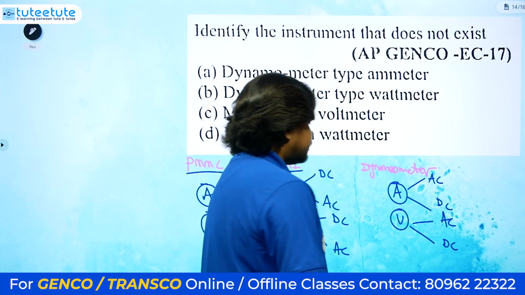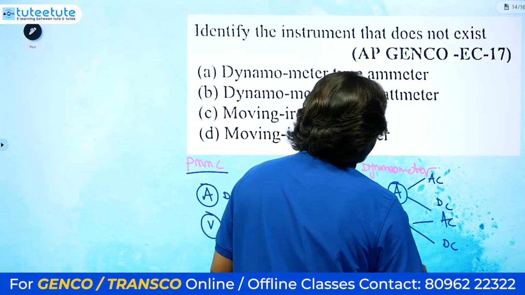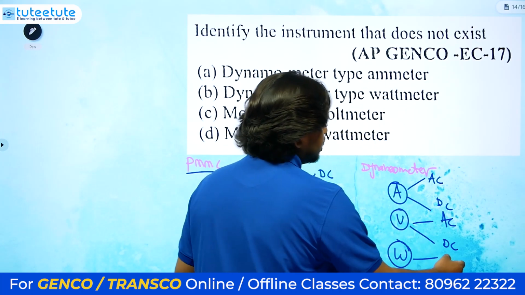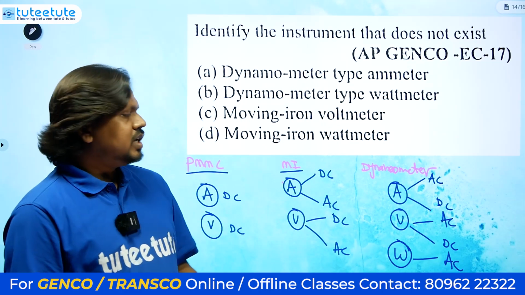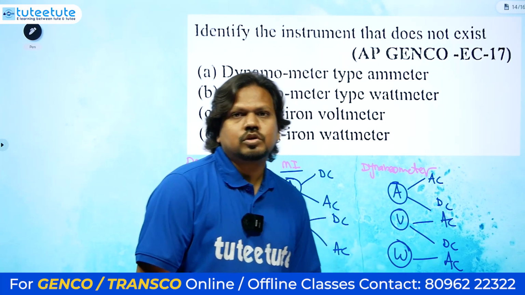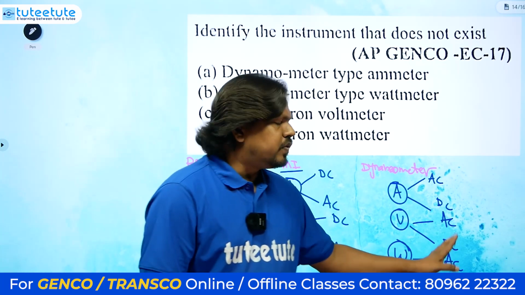Another one is the wattmeter. This is only used as a wattmeter, generally for AC. Why AC? Because it works on the induction principle, so we need to use it for AC.